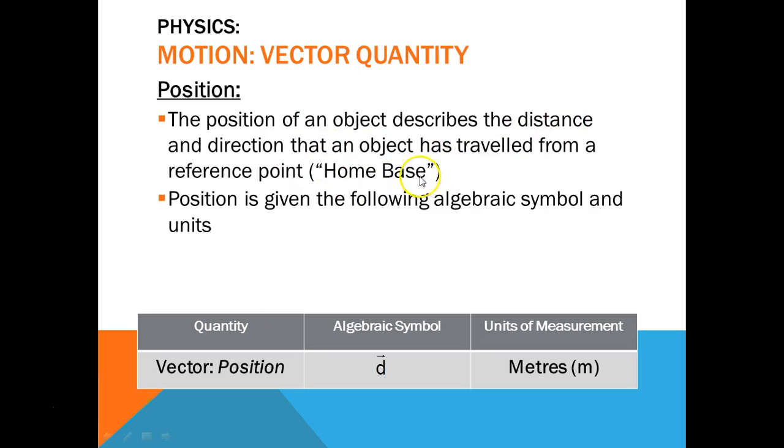We have to know the home base when we talk about displacement. We have a reference point. The position is given with the small d again, but there's something different. You'll notice that there's an arrow on the top of the d, and this tells us that a direction is involved. This is a vector quantity, so we must include direction in our answer.